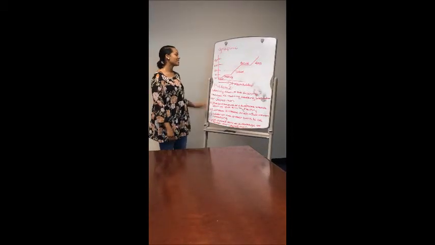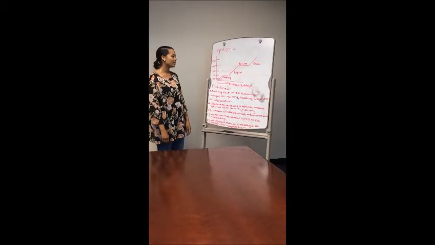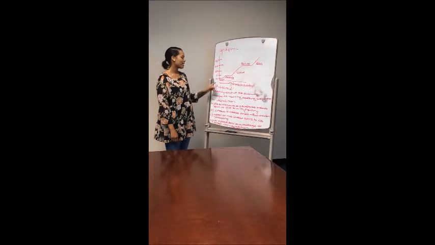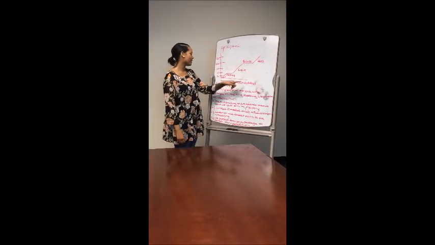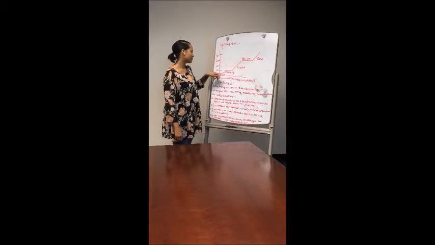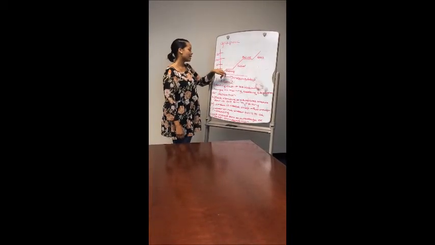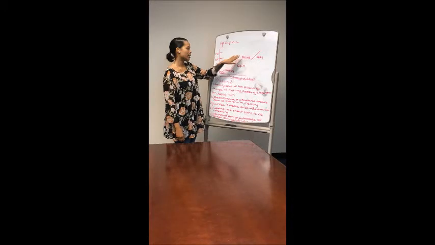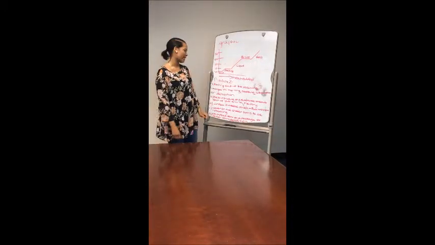For my graphic, this is an example of a heating curve. Right here you can see where heat is added, and this just shows it changing from a solid, it's melting, then a liquid, where it's boiling, and then it eventually becomes a gas.